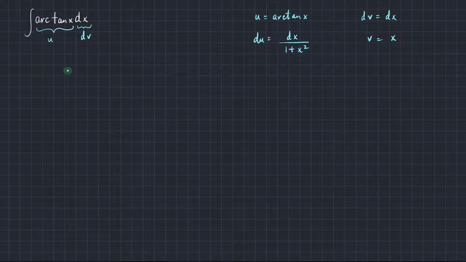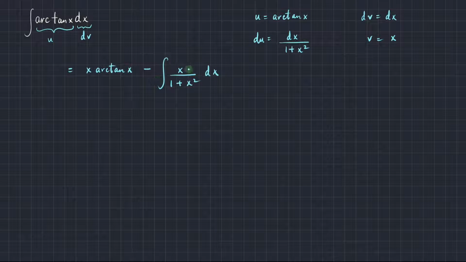Applying the formula for integration by parts, we have u times v, which is x times arctan x, minus the integral of v times du, which is the integral of x over 1 plus x squared dx. The integral thus obtained can be found by substitution. We can simply multiply and divide by 2, and we can now set t to be 1 plus x squared, which gives us dt as 2x dx.